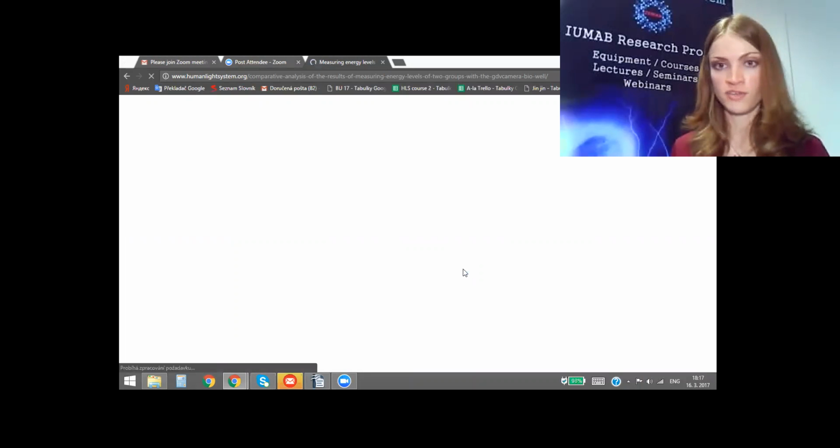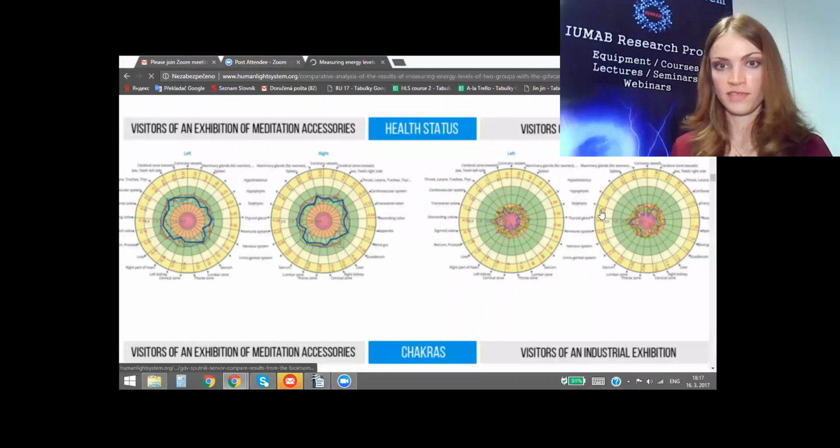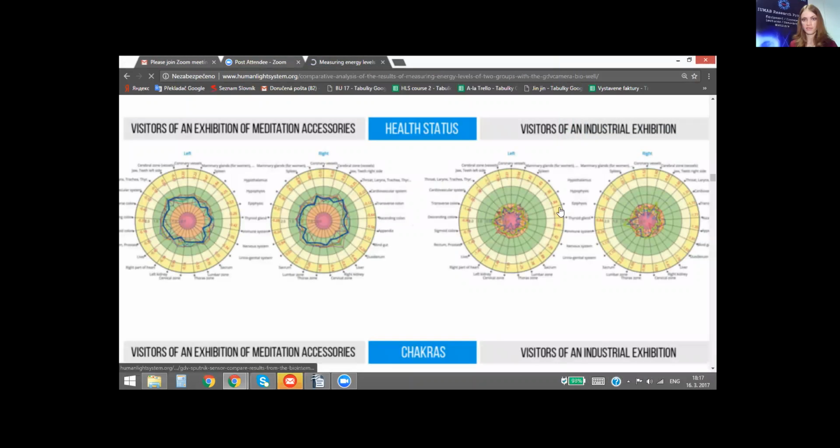Recently, we have carried out research based on visiting two absolutely different exhibitions in the Czech Republic. Our GDVplanet team visited an exhibition of meditation accessories. Those were different tools and accessories used during meditation. So logically, the majority of the visitors of these exhibitions were people who practice meditation regularly.